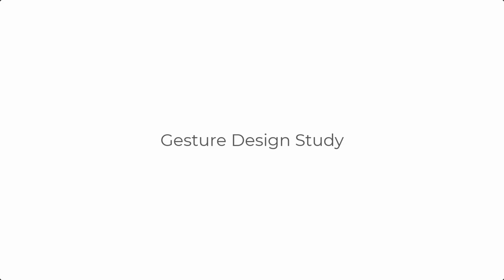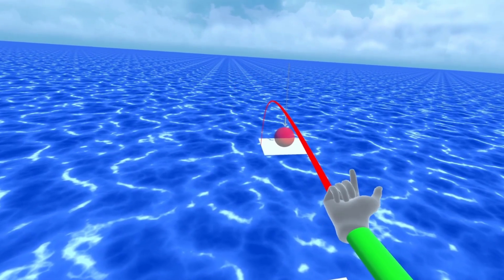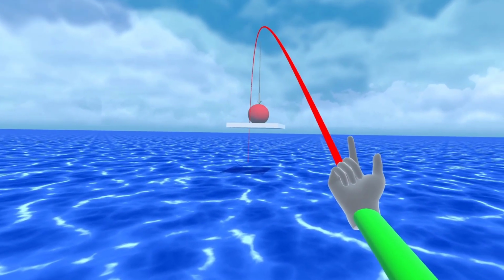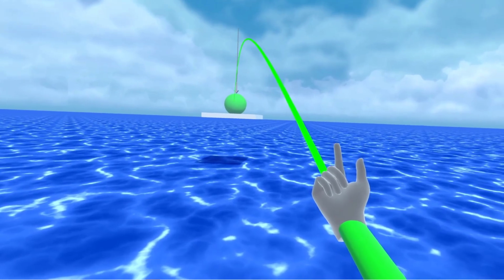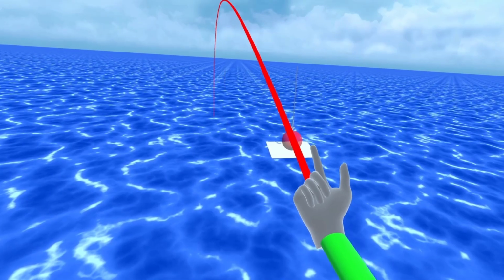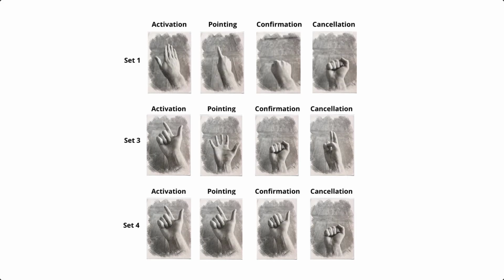First, we conducted a design study to find a set of hand gestures that can be suitable for teleportation sub-activities, such as activation, which activates the teleportation arc, pointing, which is used to direct the arc, confirmation, which confirms the direction of the teleportation and teleports the user, and cancellation, which deactivates the teleportation arc. From the design study, we selected 3 gesture sets, consisting of 1 gesture for each of the 4 activities.